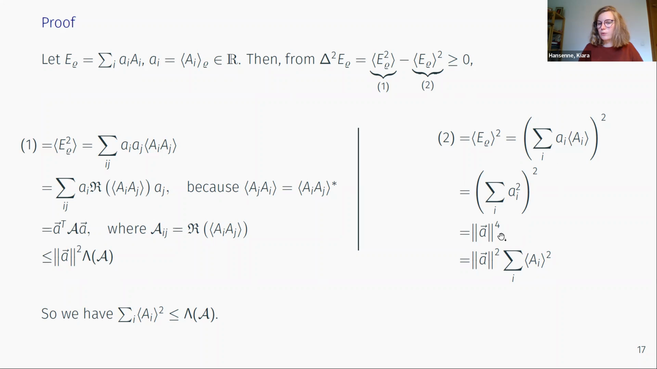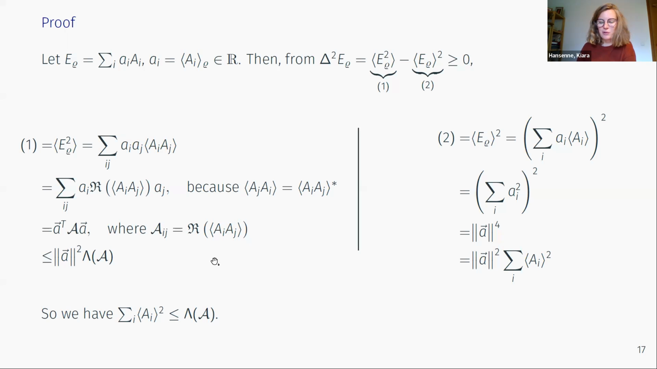Then you have the norm to the power 4. And then since those coefficients are actually equal, we can just rewrite it like this. And then we have our two quantities here. And then we conclude that the sum of the square of the expectation values is upper bounded by the largest eigenvalue of a matrix calligraphic A with those entries.